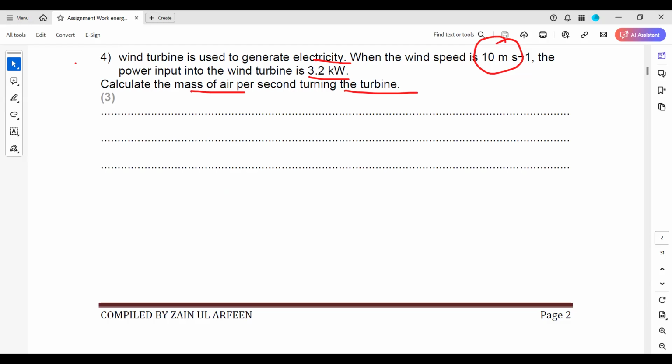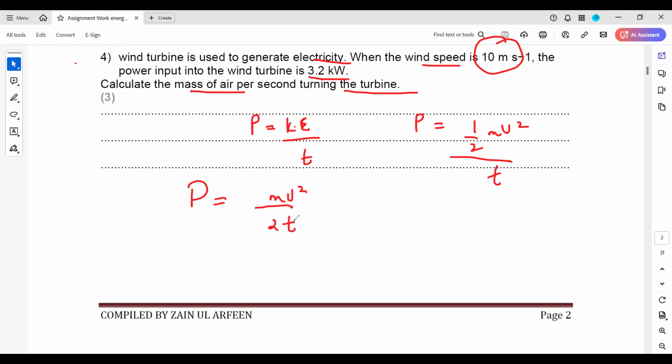We have a formula: power is equal to energy divided by time. The wind speed is there, so which form of energy will it have? It will have kinetic energy. So power is kinetic energy over time. Kinetic energy is half mv squared, divided by time t. If I simplify this further, power is equal to mv squared over 2t.